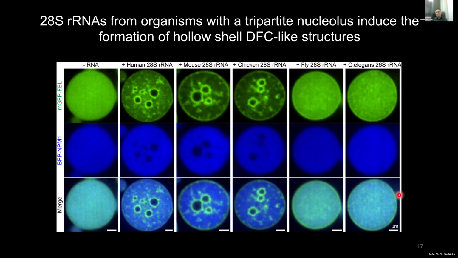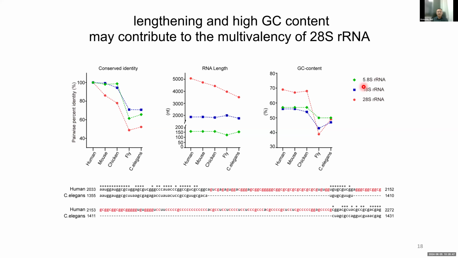And then we did the in vitro reconstitution experiment again. Very interesting, you can see here that 28S ribosomal RNA from human, mouse and chicken can induce the formation of DFC-like structures, but 28S RNA from fly and C. elegans cannot. Then we did some very simple analysis of the sequence of those 28S RNAs because we would like to know what features contribute to the multivalency of 28S RNA.